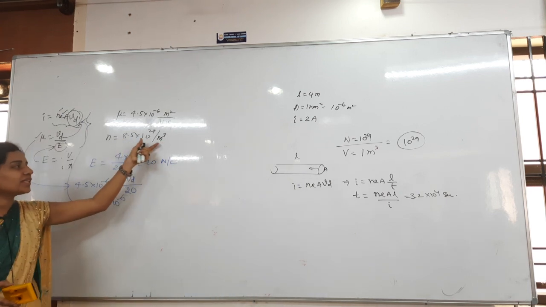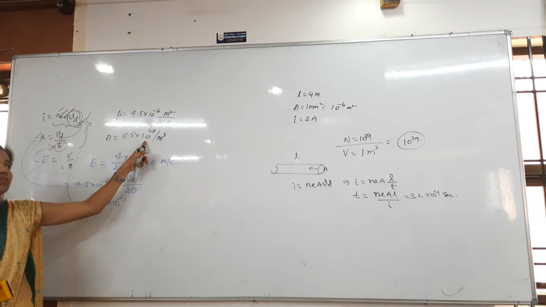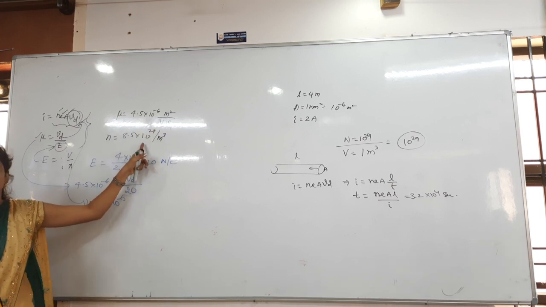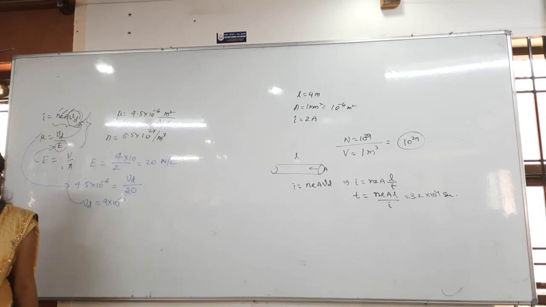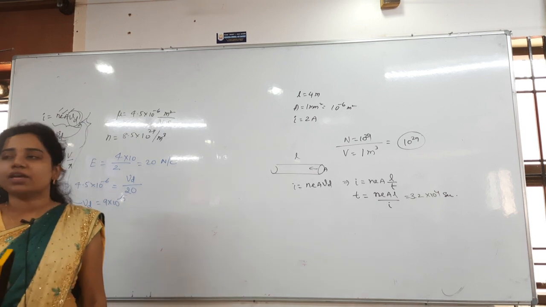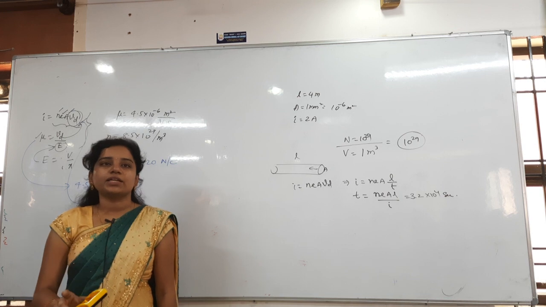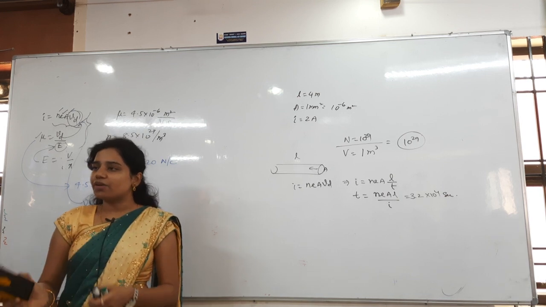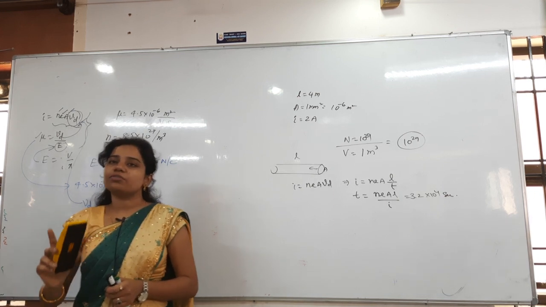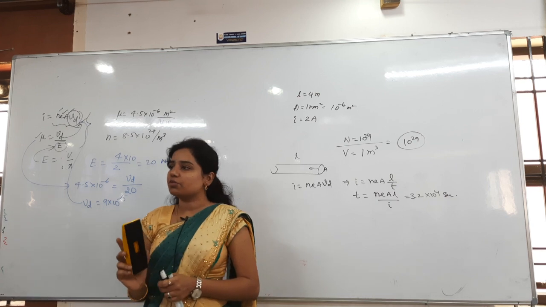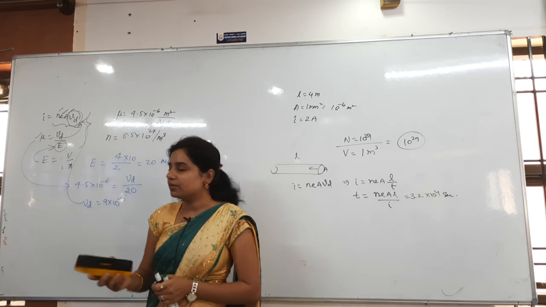This many electrons per meter cube means the small n value is 8.5 into 10 power 28. So you have to identify which is the n value. That is very important. If they have given per meter cube, fine; otherwise, if they have given direct numbers, you have to compulsorily divide by the volume. Then only you will get the correct answer. Clear?